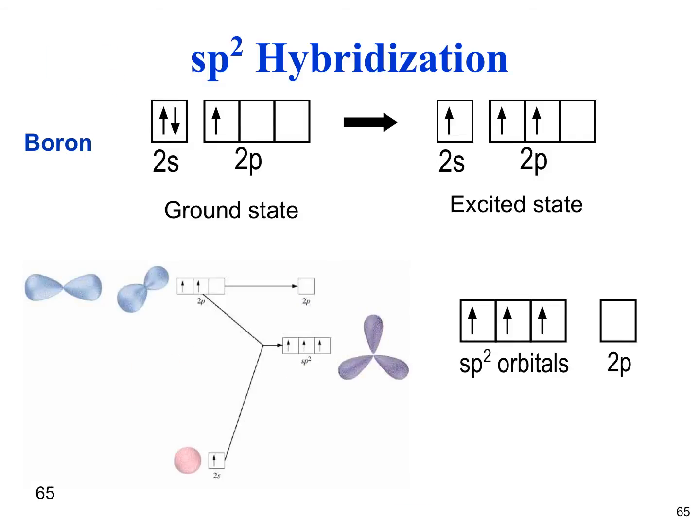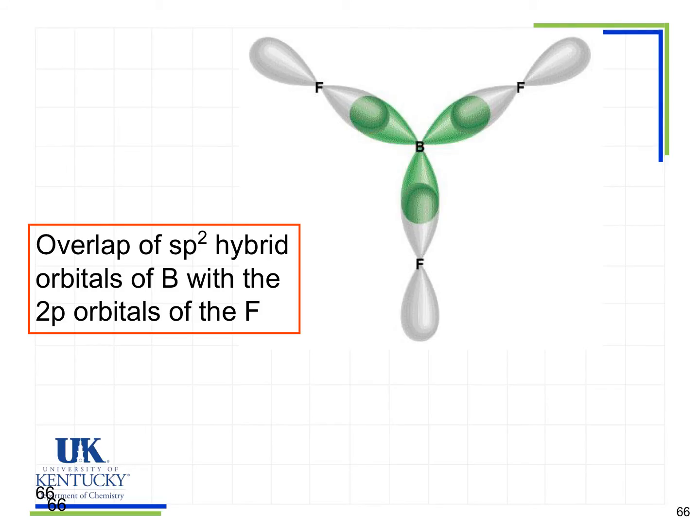We continue this on, we get sp2 hybridization, which is looking at the s orbital and two of the p orbitals. We don't have enough electrons to fill that empty p orbital, so what we get is trigonal planar. So sp2 hybridization is associated with trigonal planar. And so we see that we have the overlap of the boron. These sp2 hybrid orbitals on the boron overlap with the 2p orbitals on the fluorine to form that bond.